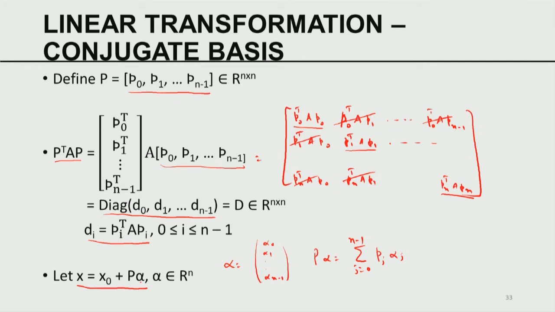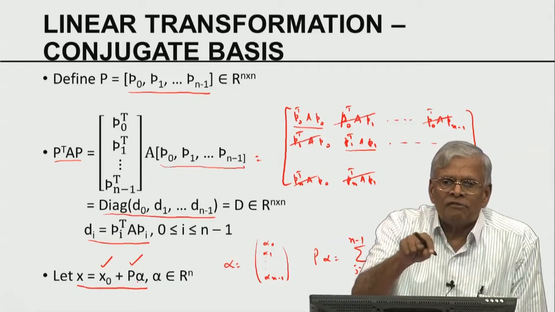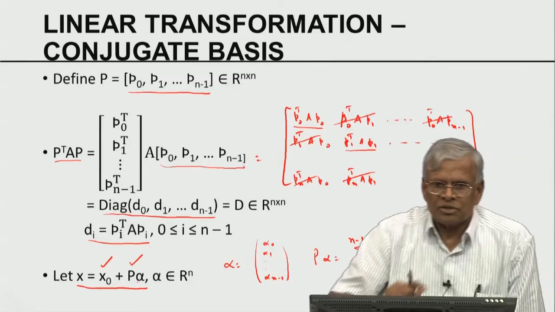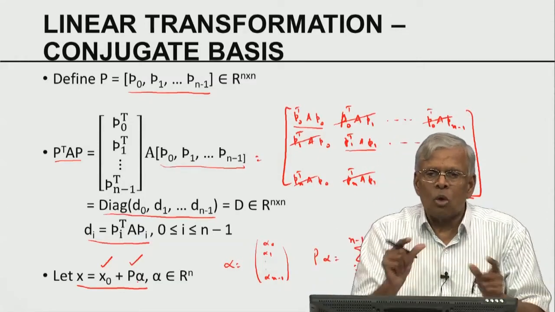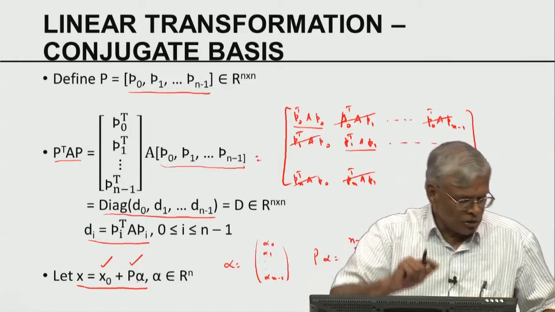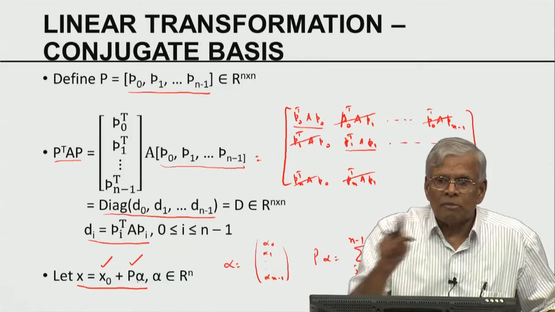Now x naught is known, P is known. So, if you give me an x, there is a corresponding alpha. I am transforming x to alpha. The vector x is being transformed to vector alpha, and that is the linear transformation that we are talking about. If I consider a point in a space, x is its coordinates in the ordinary basis, and alpha will become its coordinate in the conjugate basis. So, I am talking about a simple coordinate transformation from the ordinary basis to the conjugate basis, x transforming to alpha.